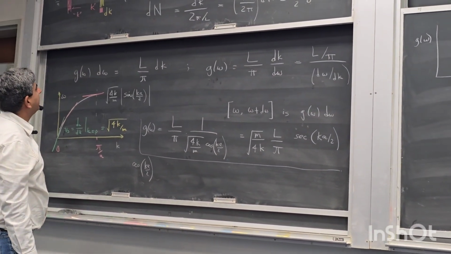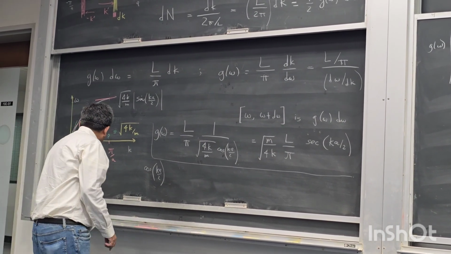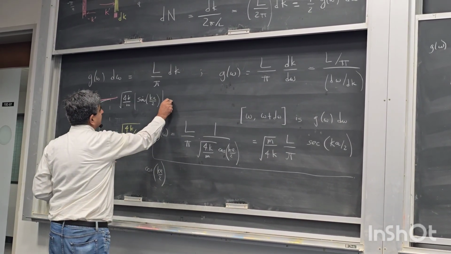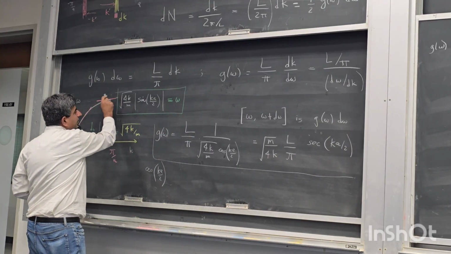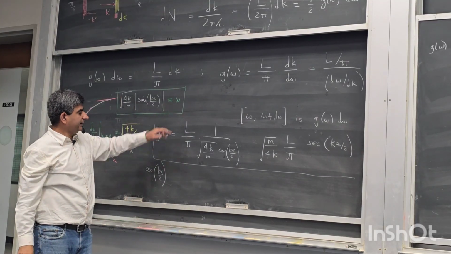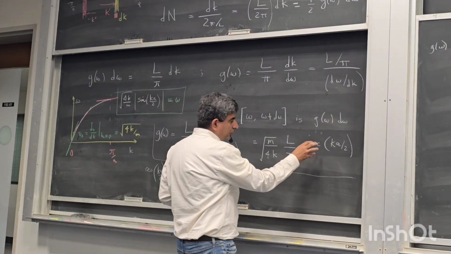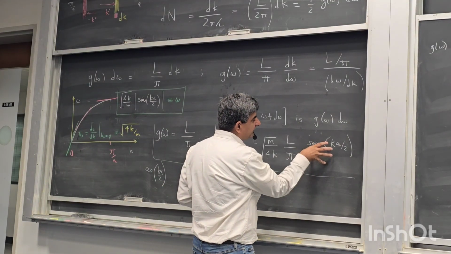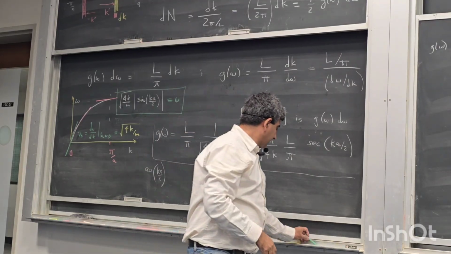Now I already have a dispersion relationship in front of me. This is my omega. This is my dispersion relationship. So I want to express all of the k's in terms of omega. In other words, I have to express secant ka over 2 in terms of omega. So let me try to do that.